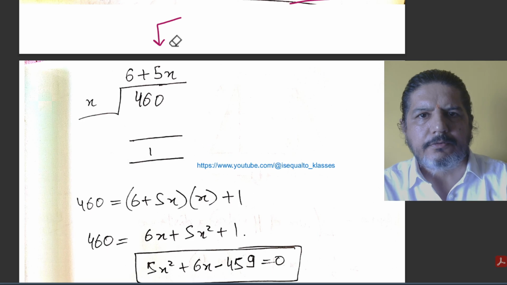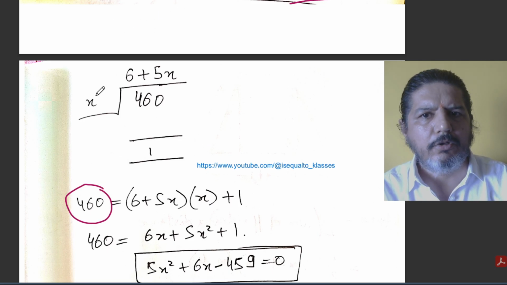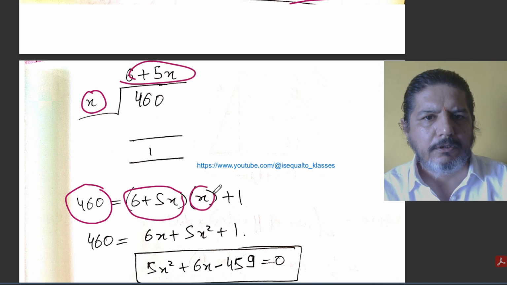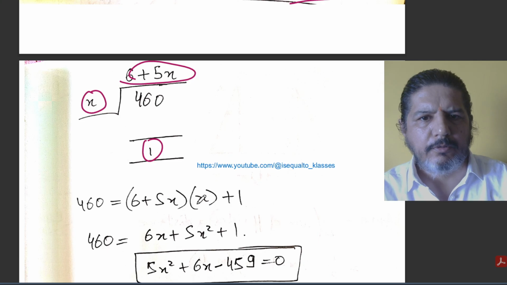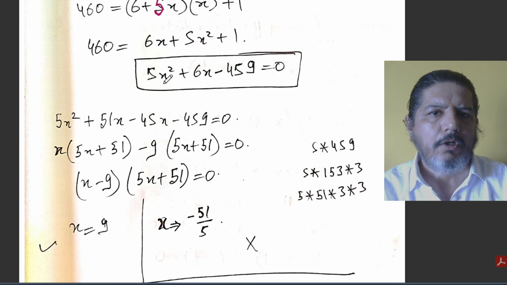The equation I can form is that I can write the 460 as a multiplication of x into 6 plus 5x, 6 plus 5x into x. And then I add a remainder of 1 into it. So 460, I just have to open the bracket. 6 plus 5x into x, so this would be 6x plus 5x square plus 1. And therefore my equation would be 5x square plus 6x minus 459.